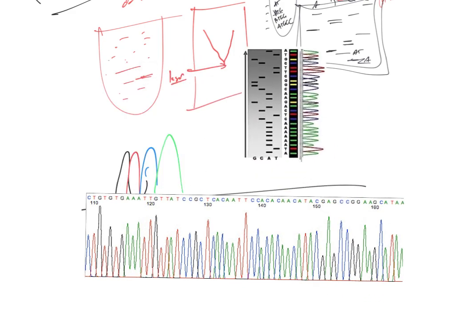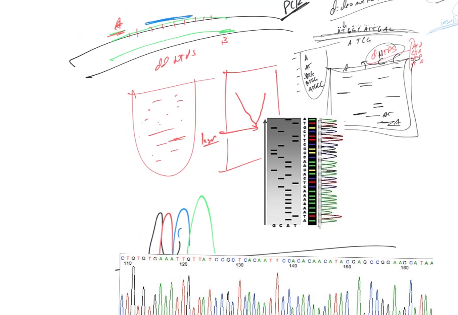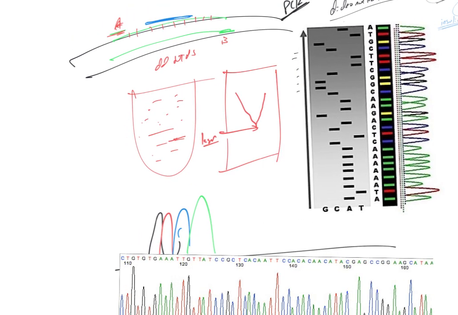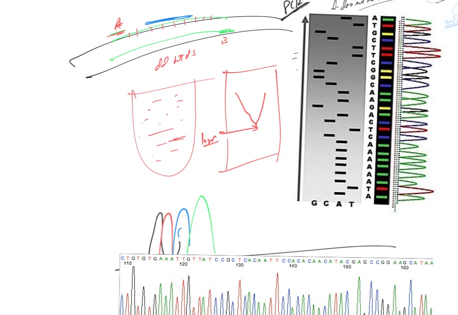So this is what I'm talking about. So here is what I'm talking about, right? Look, you have each piece. So this is A, T, A, and you can see these little peaks right here, right?